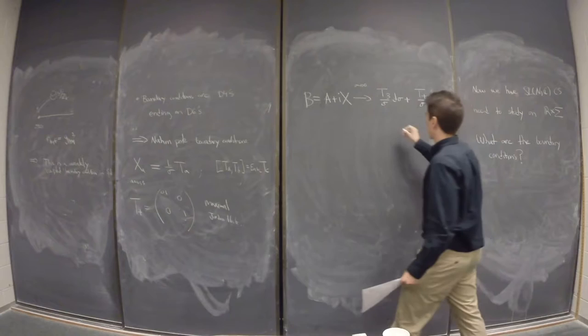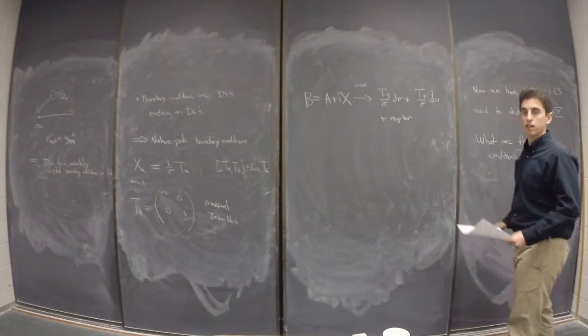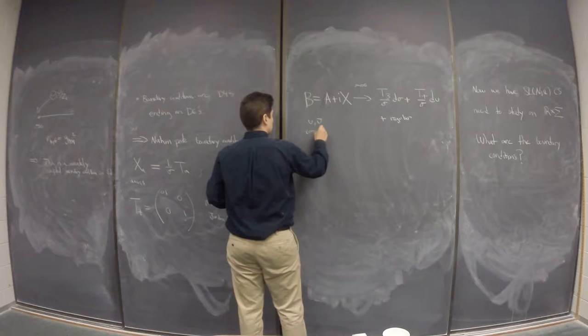All the other parts, these are the propagating fields. These are going to be the edge modes that we're going to try and discuss. But these set the boundary conditions. So here u and u bar are complex coordinates on the surface.